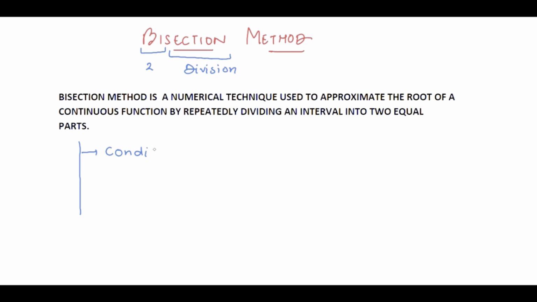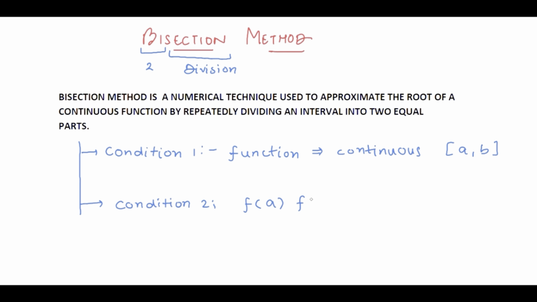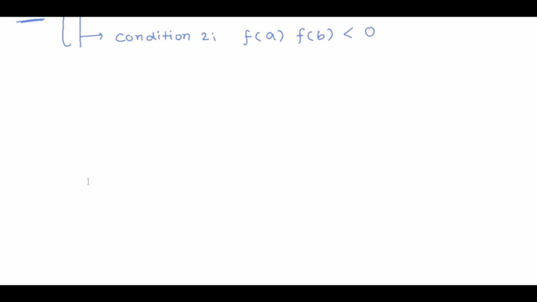Before applying the method, two conditions must be satisfied. The first one is that the function must be continuous over the interval [a, b]. And the second condition says the function values at the endpoints must have opposite signs. That is, f(a) times f(b) should be less than 0. Why is this condition important? Because according to the intermediate value theorem, a continuous function that changes sign over an interval must cross the x-axis somewhere within that interval. And that crossing point is the root that we are looking for.